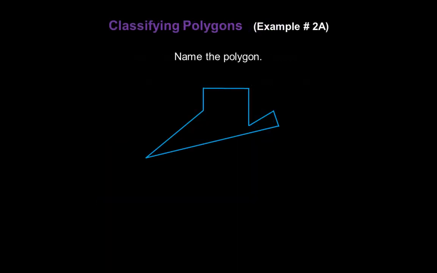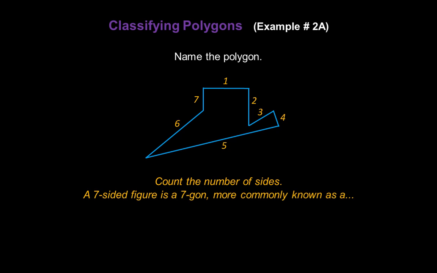Now name this polygon. Well, what we have to do is count the number of sides to figure out its name. This particular figure has 1, 2, 3, 4, 5, 6, 7 sides. A seven-sided figure is a seven-gon, but that's more commonly known as a heptagon.